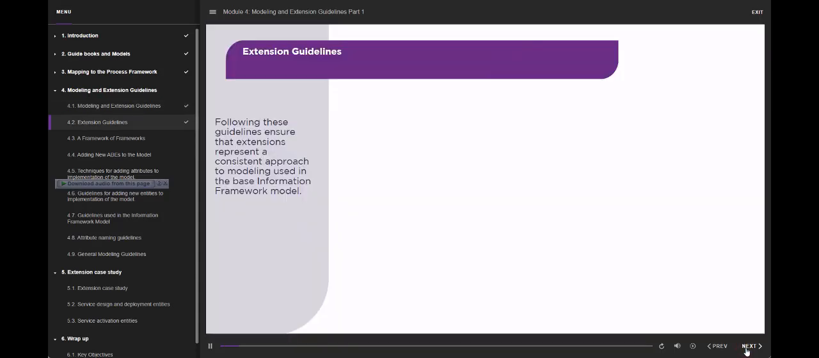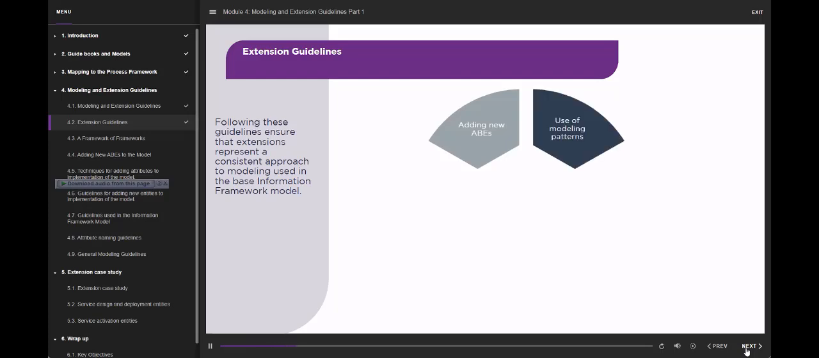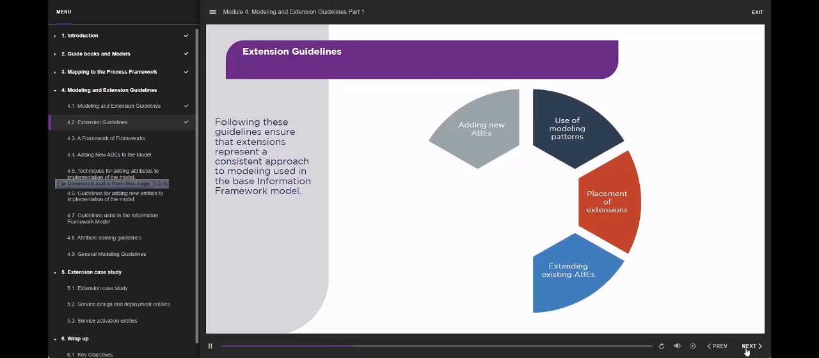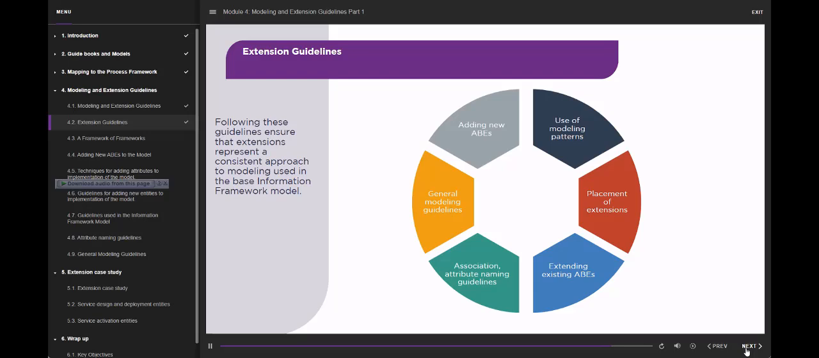The guidelines include adding new ABEs, use of modelling patterns, placement of extensions, extending existing ABEs, association attribute naming guidelines, and general modelling guidelines. If you're not an information modeller, this element may not be of great interest to you. However, you should go through it so that you gain an understanding of the guidelines that exist and not necessarily the UML modelling shown that represents adherence to the guidelines.